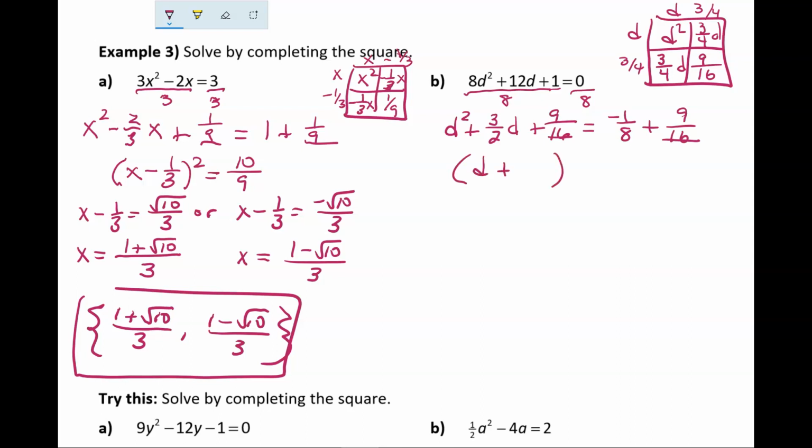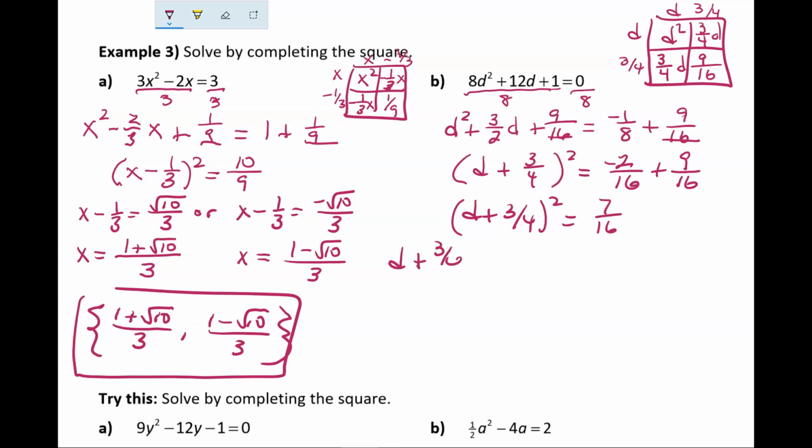Completing the square, we have d plus 3/4 squared equals, and now over here on the right side, we're going to need a common denominator. So that's -2/16 plus 9/16. So d plus 3/4 squared is equal to 7/16. Now we're going to take our square root. D plus 3/4 equals the square root of 7 over 4. Or d plus 3/4 equals the negative square root of 7 over 4.